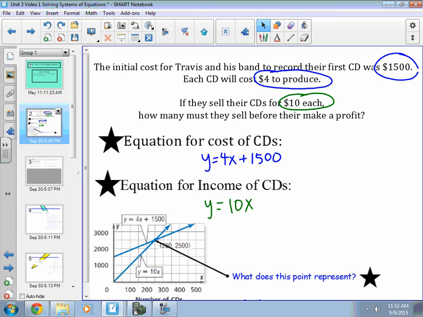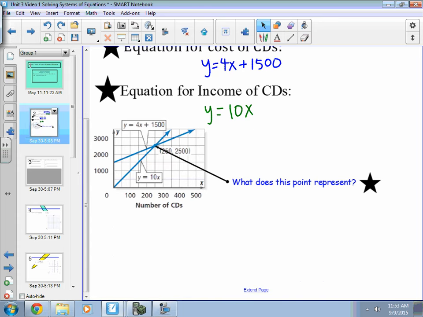All right, the last one here. They have a graph on here, and what they want us to do is find out what this point is where there's a little dot on the graph. So what they did is they graphed out both of these equations, y equals 10x and y equals 4x plus 1500, and they cross at this point.